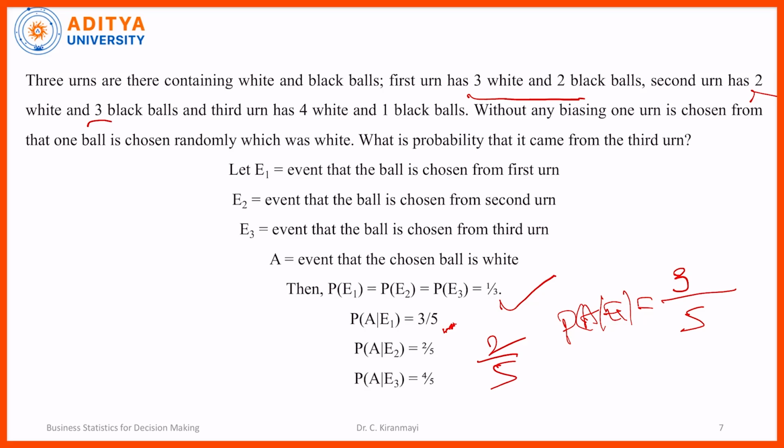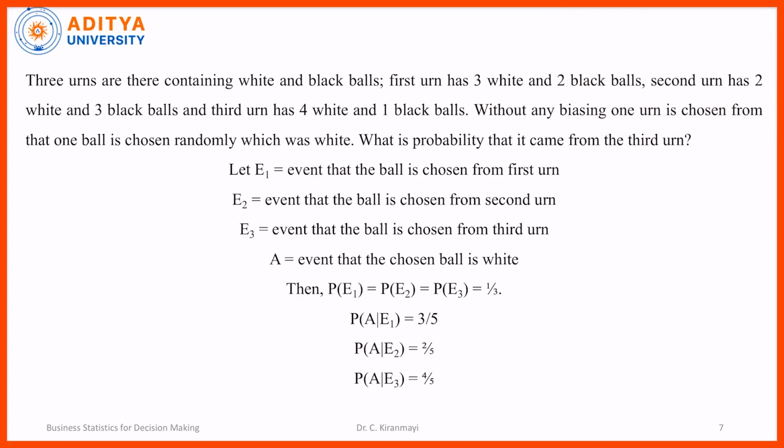Now, we know that the probability of selecting a ball from a particular urn is 33%. So what information do we have? What is the hypothesis we have? The chance of selecting from urn 1, urn 2, or urn 3 is 33% each. This is the hypothesis we have. Now, what are we asked to find out in this problem? What is the probability that it came from the third urn?